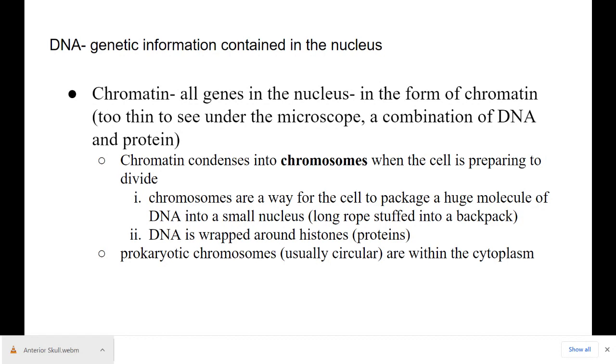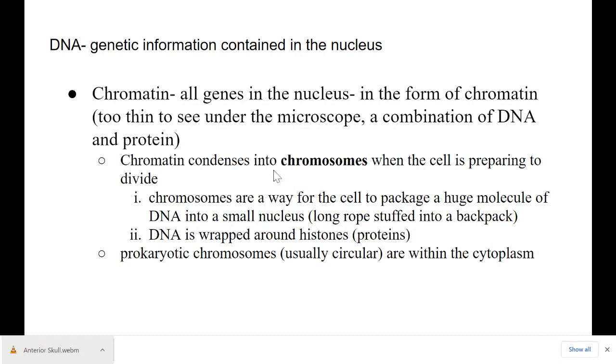So if you think of taking a big long rope and stuffing it into a backpack, we're twisting it and turning it and making it really, really small compared to that rope being really, really stretched out. This DNA, when it's in a chromosome, there are these things called histones. Histones are proteins that the DNA is wrapped around.